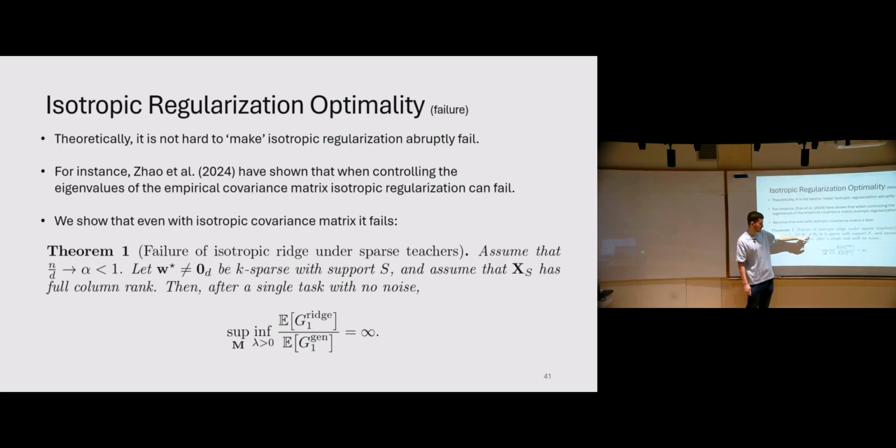So let W star not equal 0. If W star equals 0, since the initial predictor is also 0, then with lambda going to infinity, we can reduce the expected value of G1 ridge to 0, once again because we basically stay at the same predictor. So it is a case of sparse W star with support S. S is the subset of the indices in which W star is not 0, and X_S is the matrix sub-indexed to those columns. We assume it has full column rank. Then after a single task with no noise, the ridge completely fails compared to the diagonal regularization matrix.